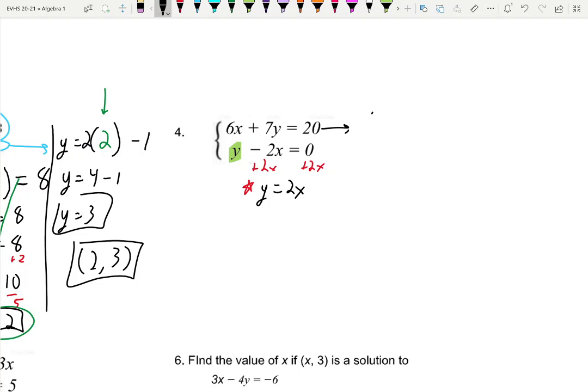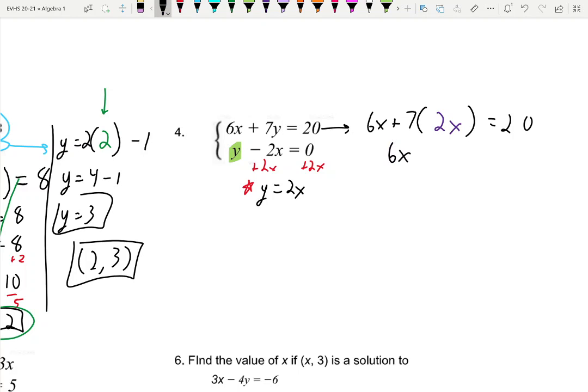So 6x plus 7. Now, instead of the y, I'm going to write parentheses. And when you write those parentheses, leave enough room for whatever this is. Okay, now that 2x is going to be substituted in for y. And now we're going to do our solving steps.